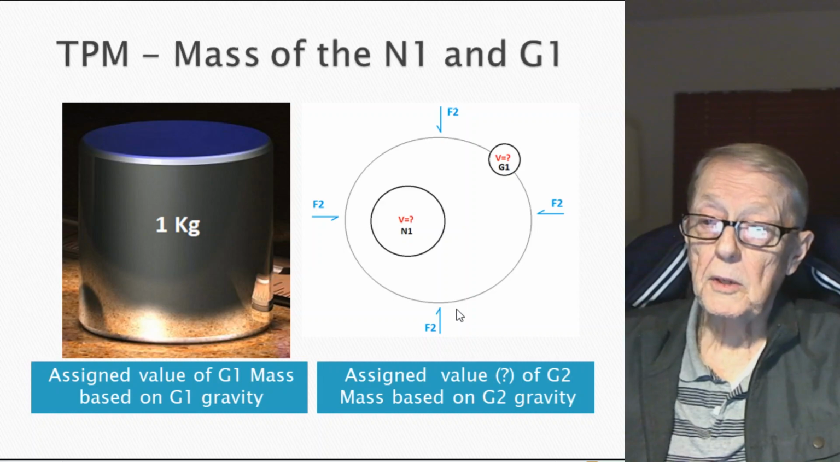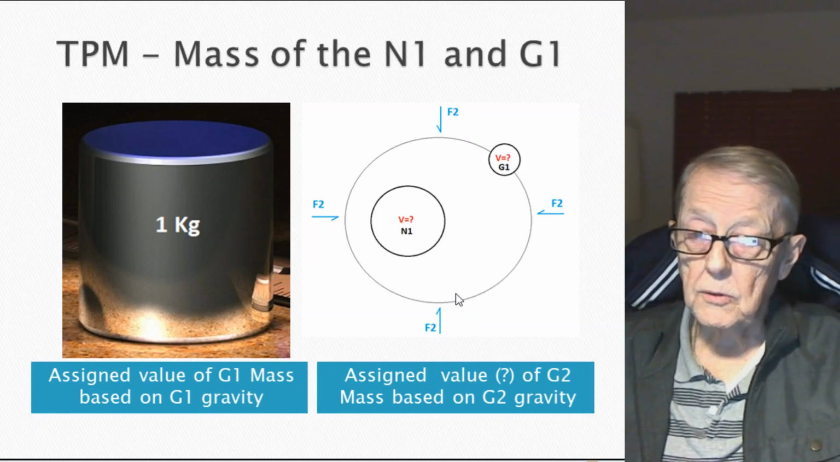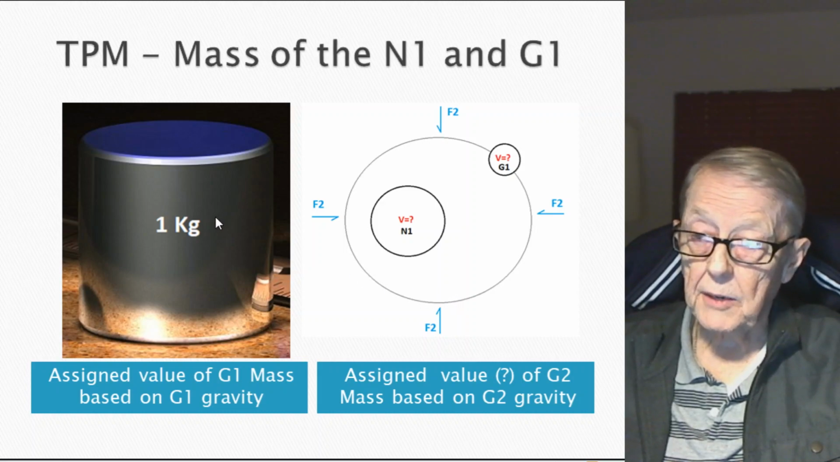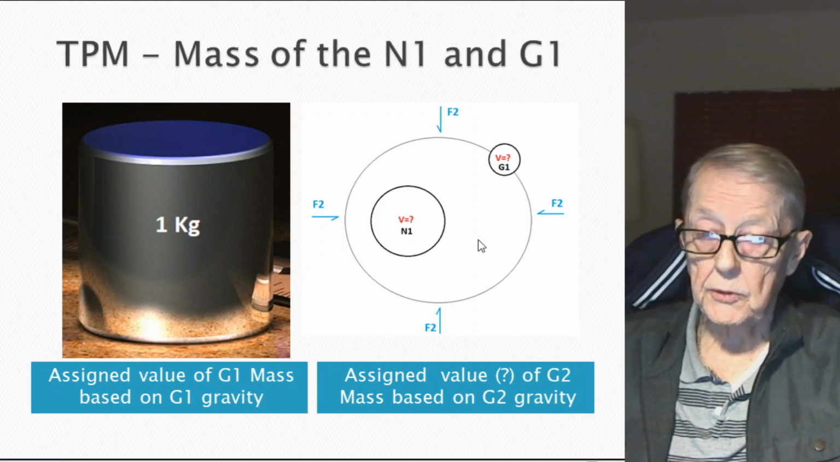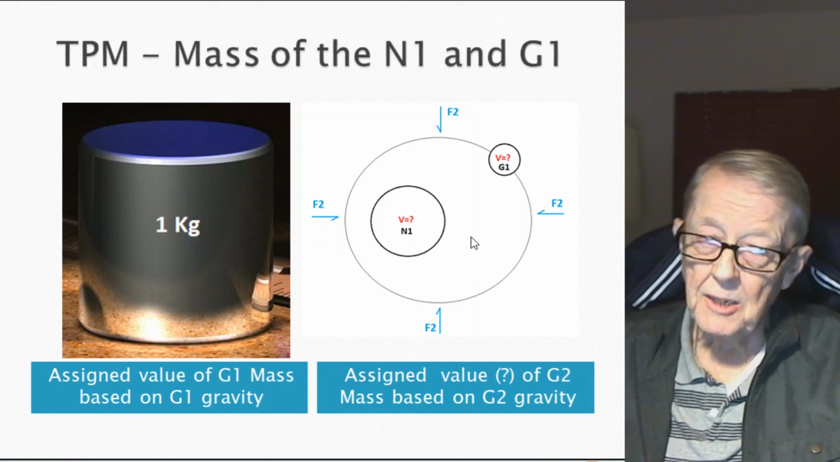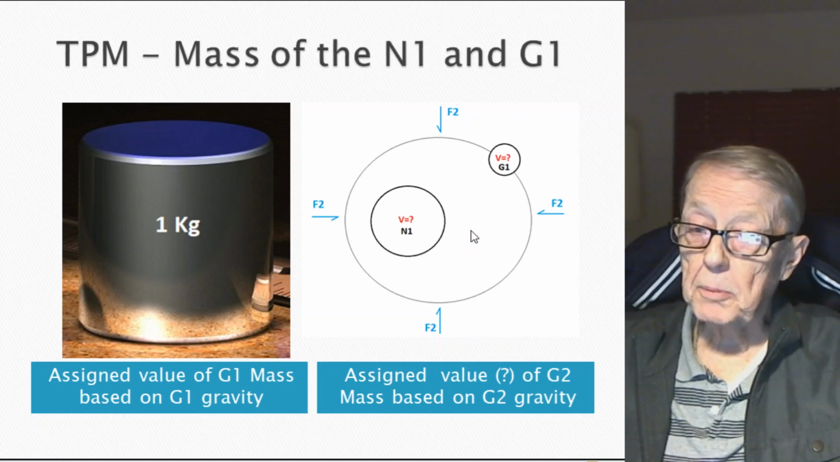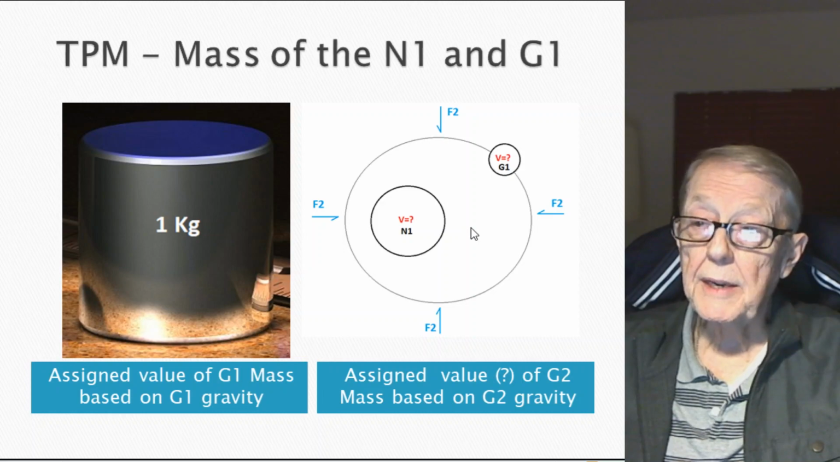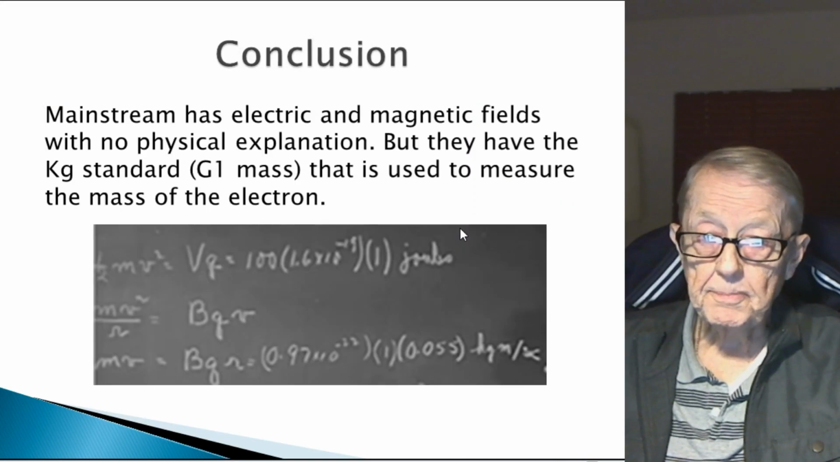There has to be work done, some way, some mechanism to define a standard, just like we did for G1 gravity. There has to be a standard for G2 gravity. Mainstream did what they could, and I don't fault them for that. But according to the particle model, you really can't assign a kilogram value to an electron.